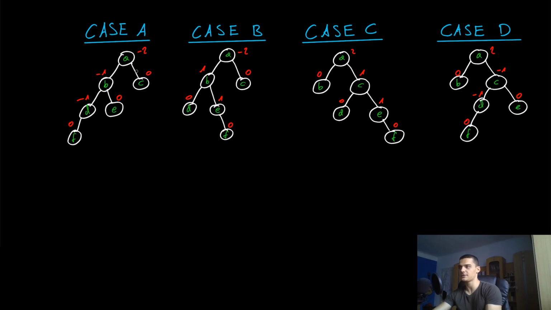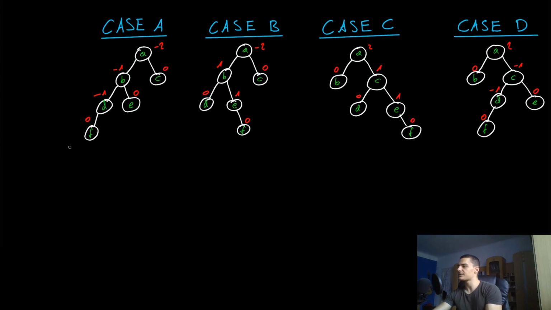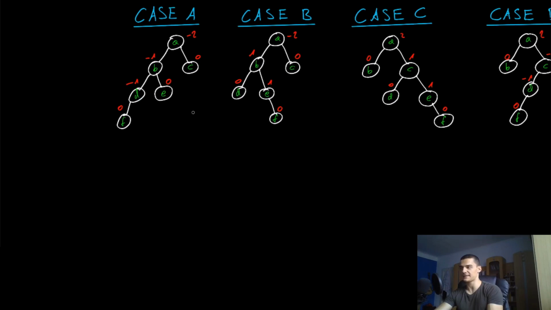We have a -2 balance factor, which means that the left subtree has a height that is 2 larger than the right subtree. So in this case, we have a height of 3 here, and we have a height of 1 here. Thus, we have a balance factor of -2. And the question is now, how can we rebalance that tree so that it still makes sense? It's still a binary search tree, so we can still have the property that the right child is always larger, the left child is always smaller, and so on. How can we do that?